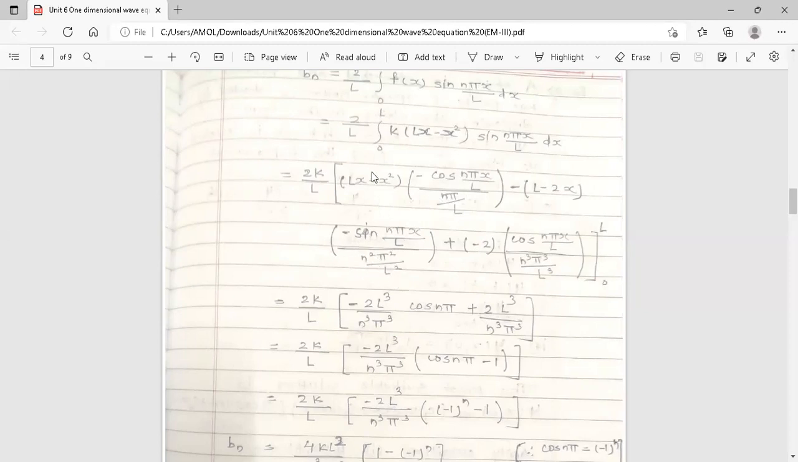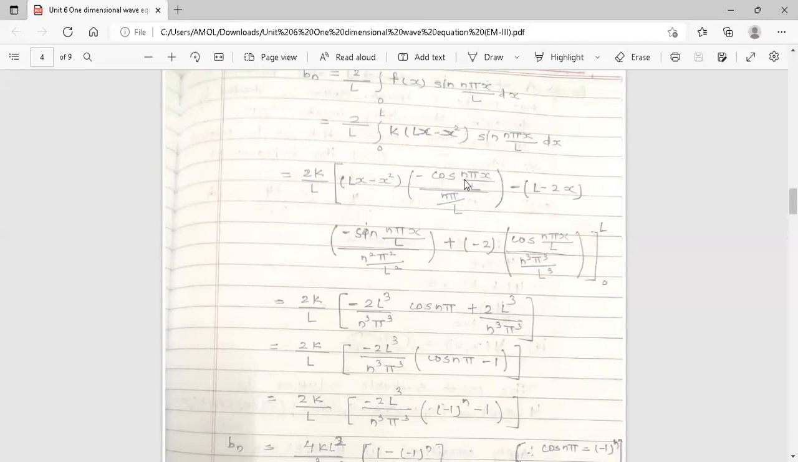This is u into v1 minus u dash into v2 plus u double dash into v3. Here u dash is l minus 2x, and its derivative with respect to x, u double dash, is minus 2. This is v1, this is v2, v3. V1 means integration of v. What is v? Sin n pi x upon l. Its integration is here in bracket, this is your v1, then v2 is this second bracket. This integration of cos function is sin, minus sin as it is, n pi x upon l.